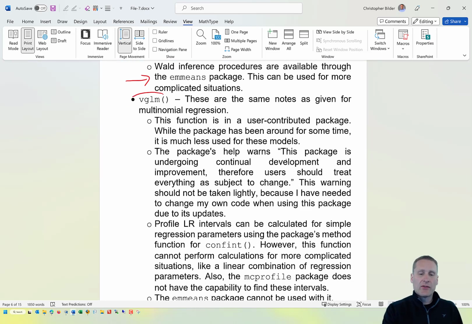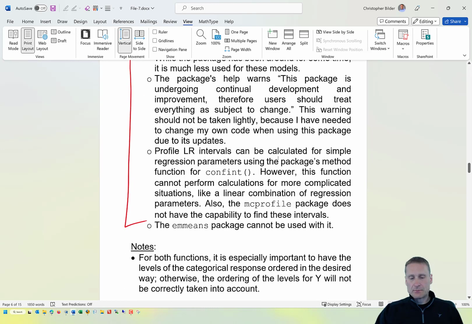So with respect to VGLM, here's exactly what I said before when we were talking about multinomial regression models. This function is very useful. It can fit a number of different models associated with multi-category responses. Unfortunately, there are some aspects to it that prevent me from recommending this particular function overall to estimate these models.